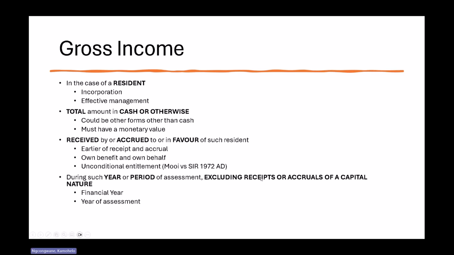So first part of today, we're going to look at what is a receipt or accrual of a capital nature. Now, capital nature is not defined in the Income Tax Act. So whenever there are situations where something is not clear-cut or easily interpretable, you then look to the courts to help you decide how to treat a certain transaction or event. The courts will deliver a judgment, and through that judgment, they will provide some nuggets of information that you can use to figure out how to deal with future scenarios.